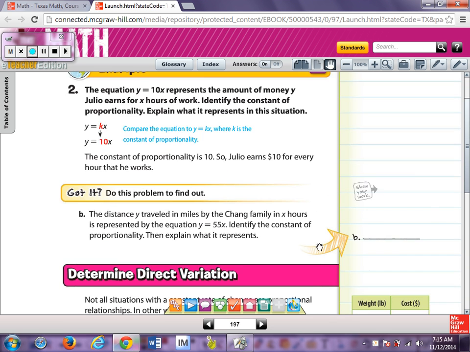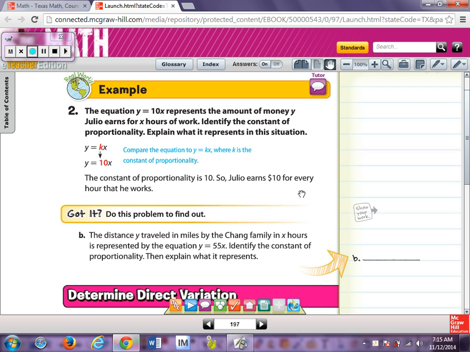We have example 2. It says the equation y equals 10x represents the amount of money, which we'll call y, Julio earns for x hours of work. Identify the constant of proportionality. And that sounds very important, so I'm going to go ahead and circle all this. Constant of proportionality, that's what they want us to do. Identify it. Explain what it represents. So not only do I have to identify, I also have to explain.